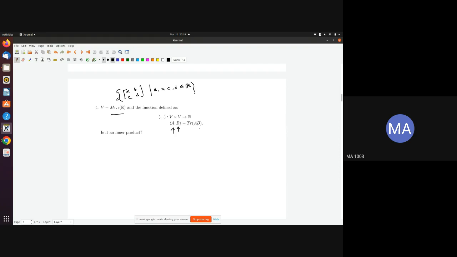It's a vector space, but not an inner product. Sorry, my question is, is it an inner product? It's not an inner product. Why? Positive definiteness does not hold.